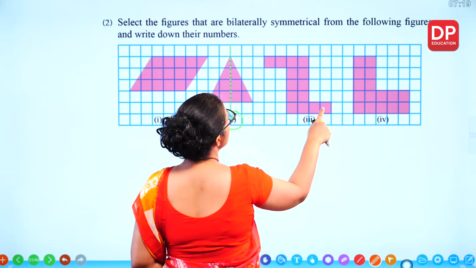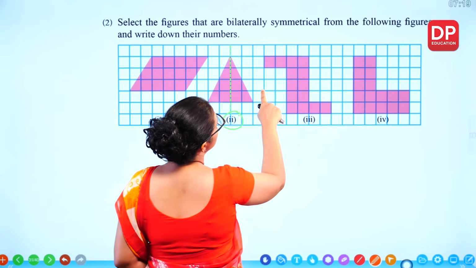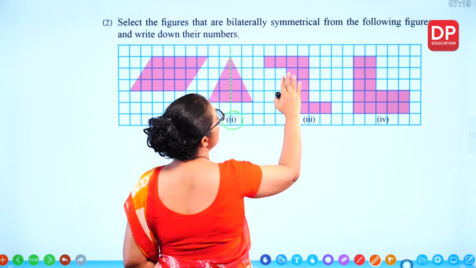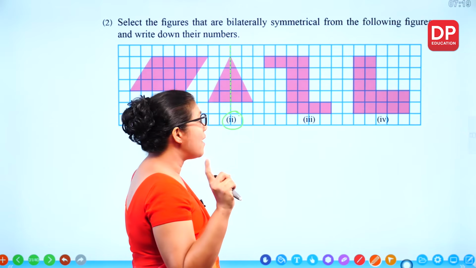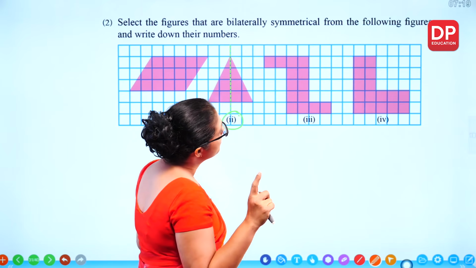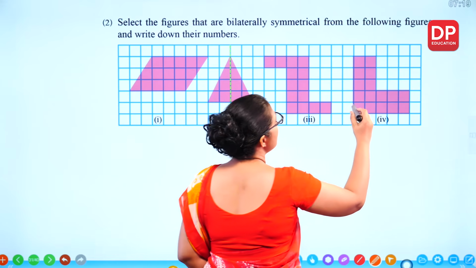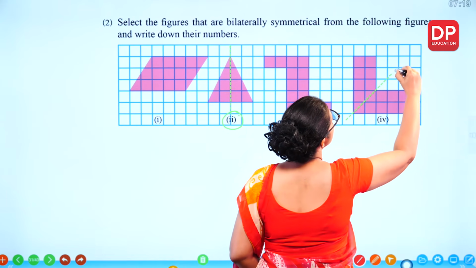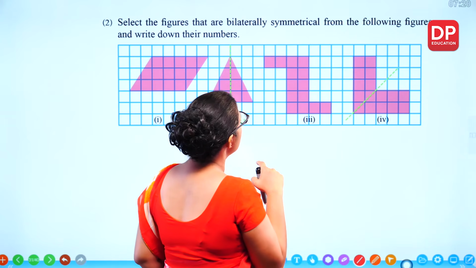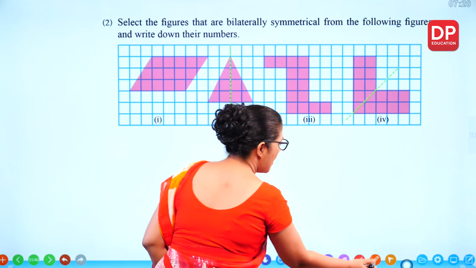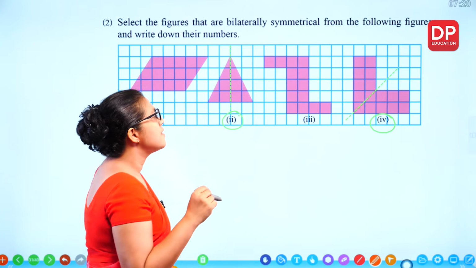What about this one? This side is equal to this side. So if we take this way, it doesn't overlap. Rotational symmetry is there but not bilateral symmetry. What about this one? Can we divide here? If we divide this this way, this is equal. So this side is equal. So we can mark this also as bilateral symmetry.